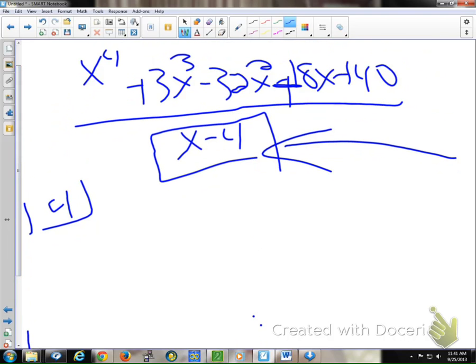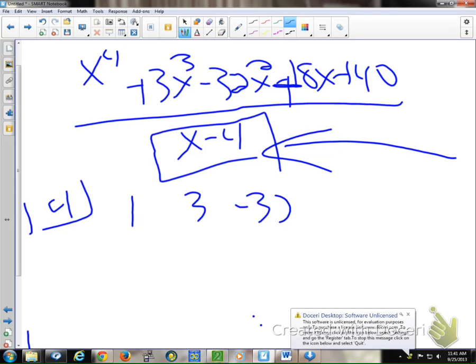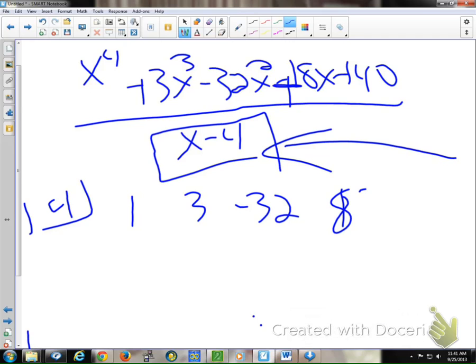So, how many x to the 4th do we have? What's the number in front of x to the 4th? 1. Good. How many x cubes do we have? 3. How many x squareds do we have? Negative 32. I'd recommend you just look at your own worksheet because it's hard to read up here. How many regular x's do we have? 8. And how many numbers do we have? 40. Very good. Were we missing any terms? No, it's 4, 3, 2, 1, nothing. So, we're ready to go.